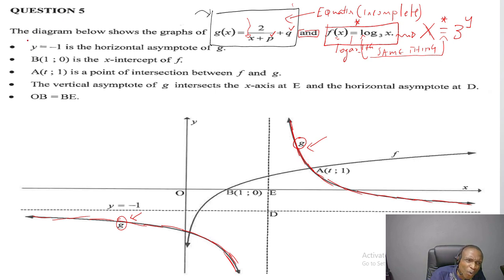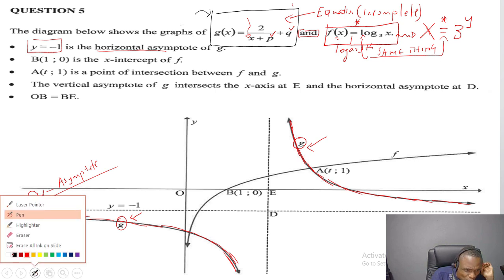y equals negative 1 is the horizontal asymptote of g. So you see this asymptote here. We see that is the horizontal asymptote, which is the y asymptote. This is the y asymptote. The horizontal asymptote is the asymptote of y. So we have got the y asymptote.